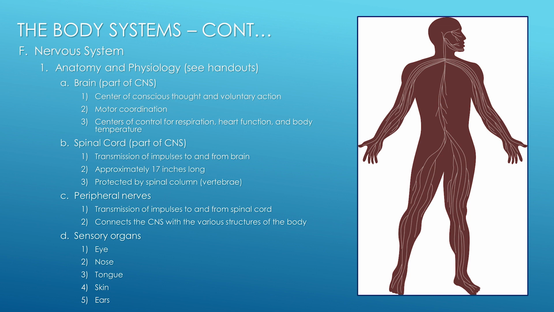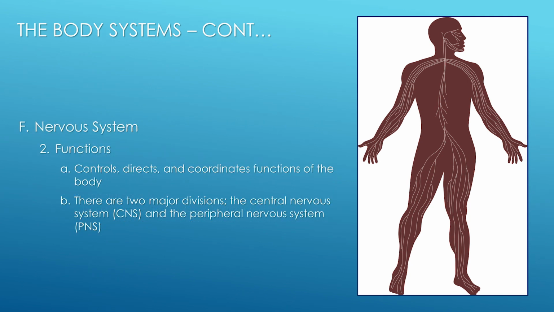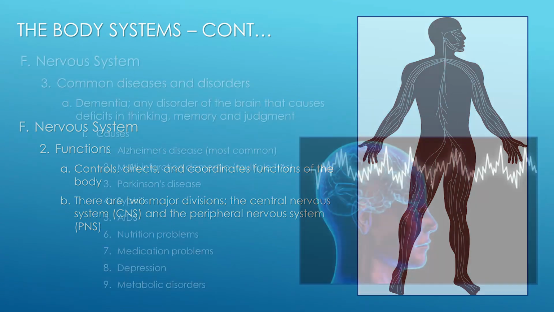The peripheral nerves. Transmission of impulses to and from the spinal cord. Connects the CNS with various structures of the body. Sensory organs. Eyes, nose, tongue, skin, and ears. The functions. Controls, directs, and coordinates functions of the body. There are two major divisions, the central nervous system and the peripheral nervous system.